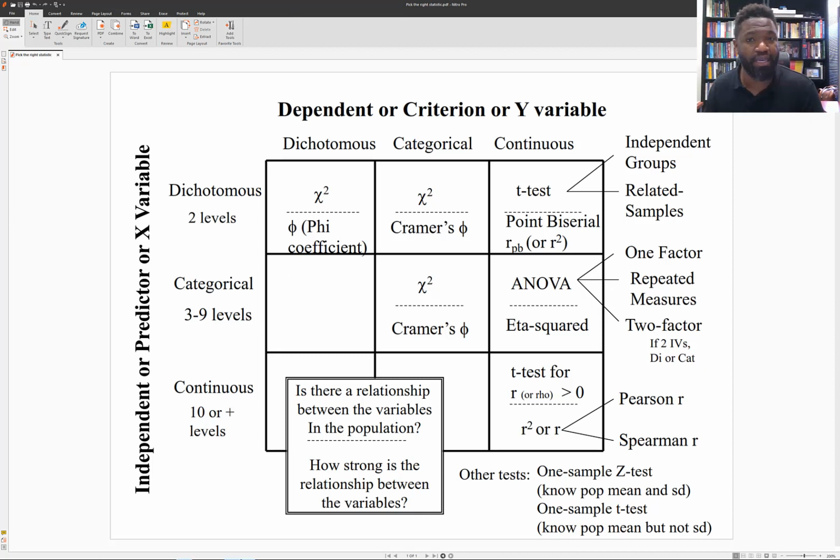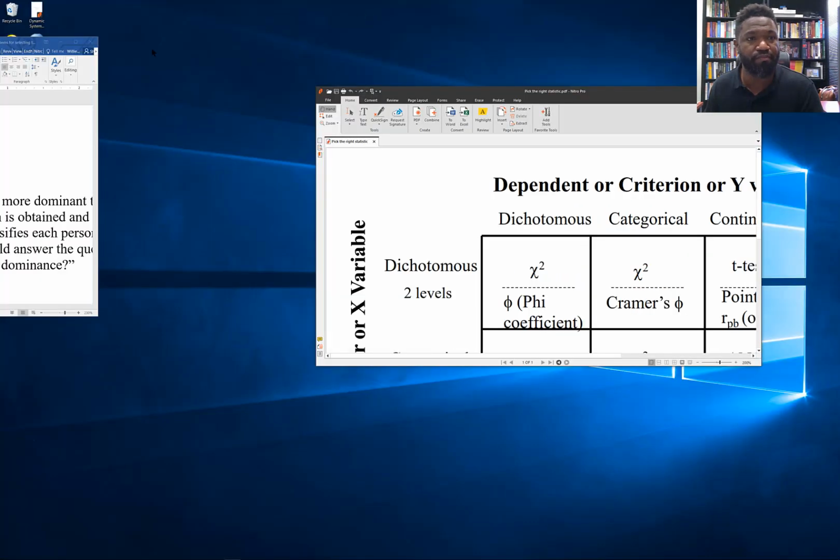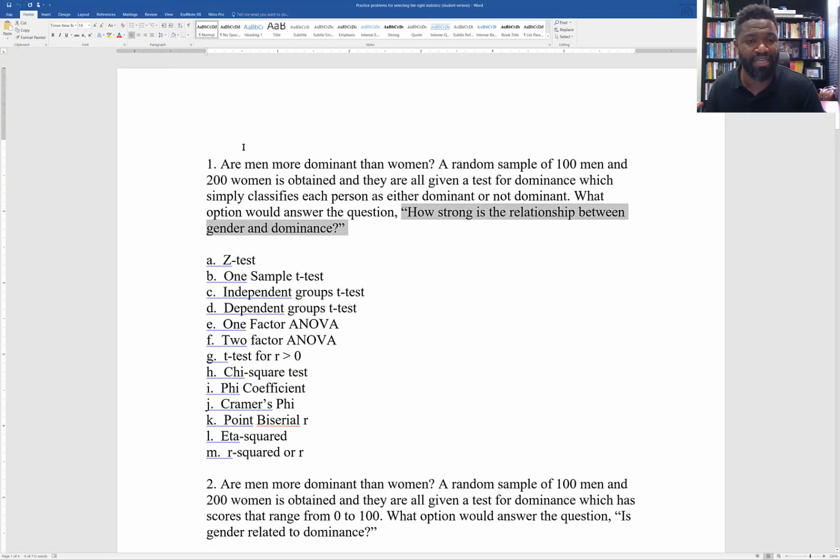And so if you go back here to our Word document, the answer should be the phi coefficient. That's what you would put as I. So that's how you do it for this one.